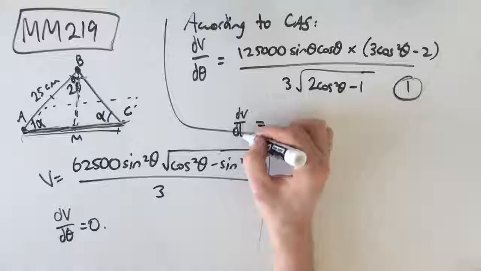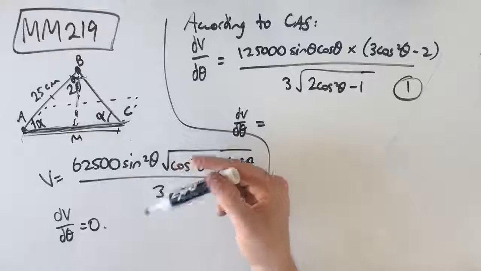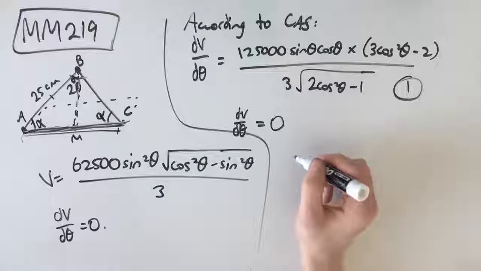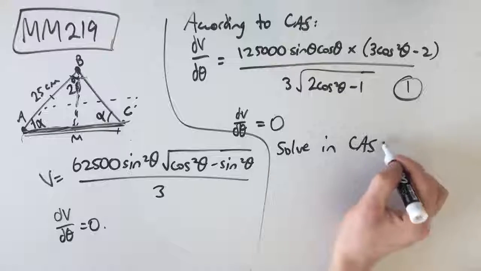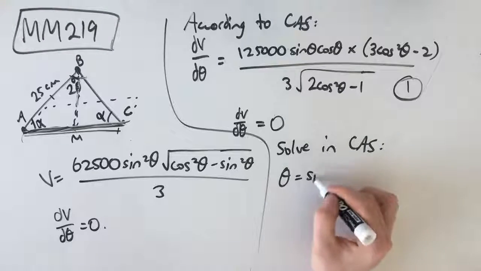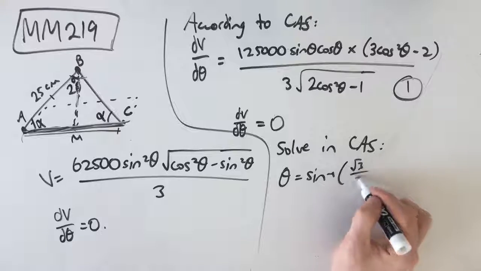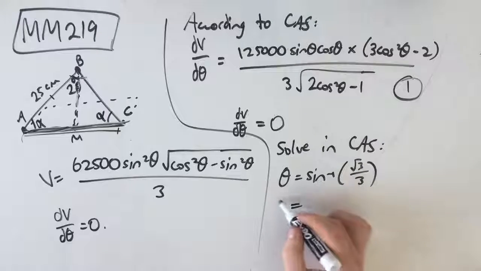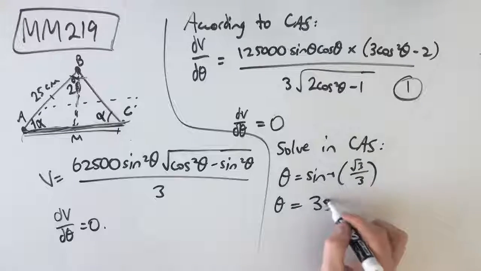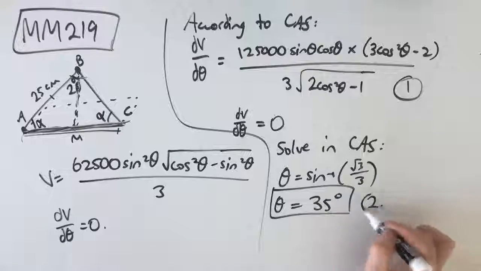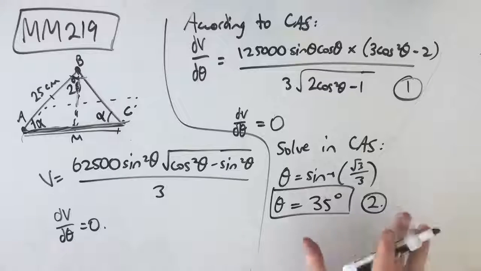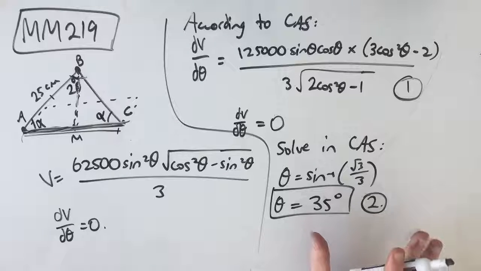So because our volume is at a maximum, dV d theta equals 0. So we're going to solve this in CAS. Theta equals inverse sine of root 3 on 3, which gives us theta equals 35 degrees, to the nearest degree, remember. That's what the question asked us for. And this is our second and final mark. Guys, that is the whole of question MM219.